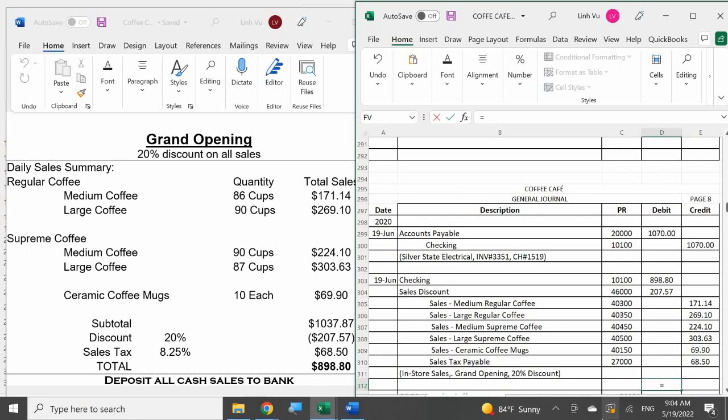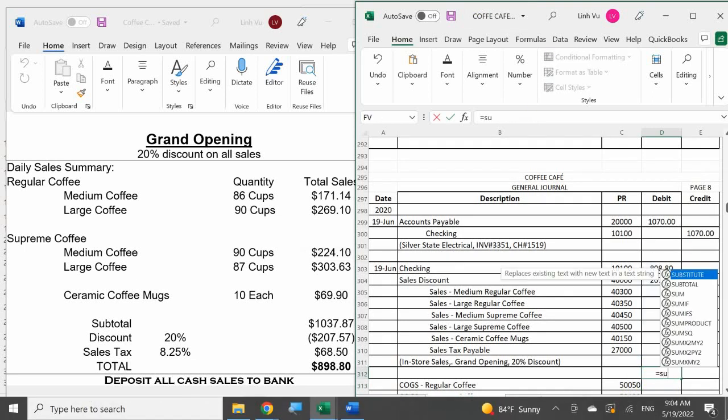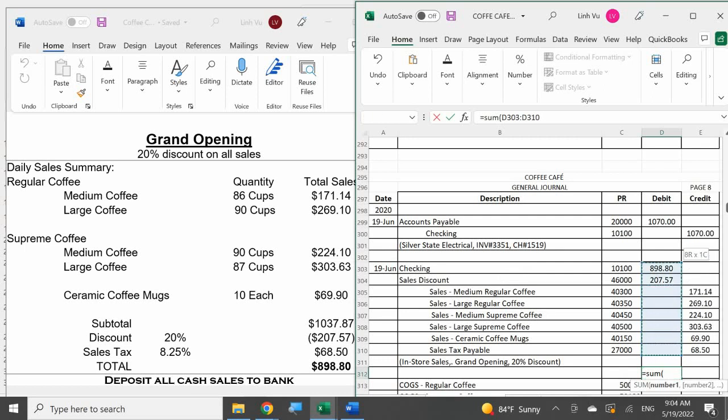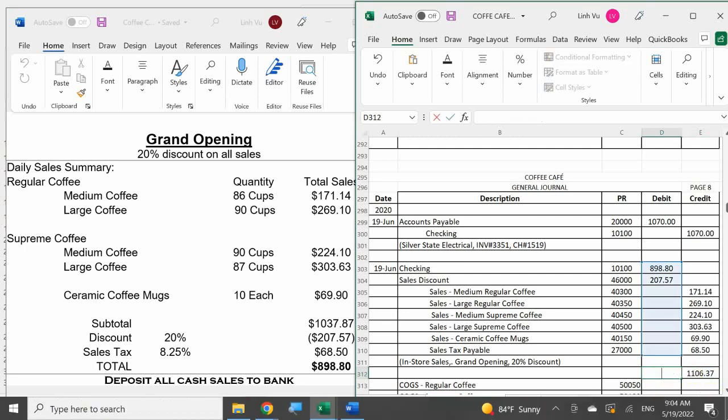So rule of thumb here is I need to double check that my debits match my credits. Okay. So I should have a total of 1106.37 on the left, 1106.37 on the right. So good. No typo there. Okay.